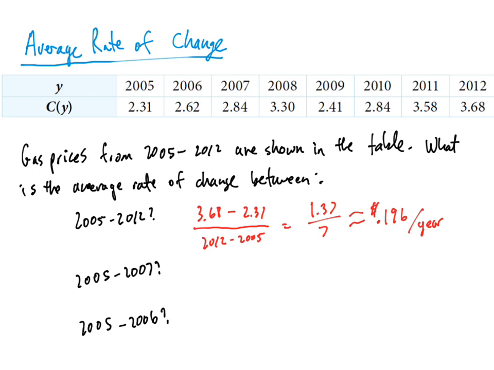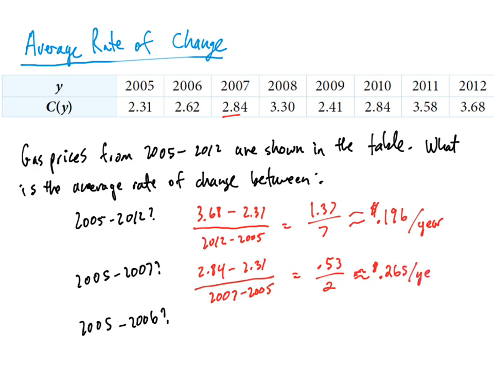But now let's say we shrink that time window, so between 2005 and 2007. In this case, we're going to say $2.84 minus $2.31, and then 2007 minus 2005. 284 minus 231 is 53 cents. So 0.53 divided by 2 gives us $0.265 per year, or about 27 cents a year.